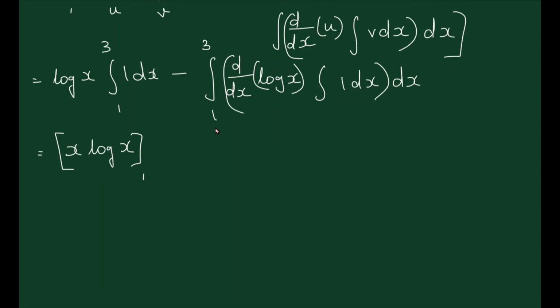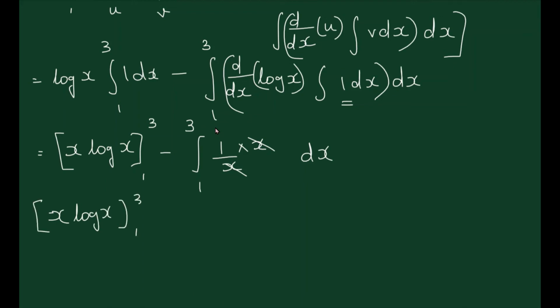So the first term is solved already. Minus, in this case, 1 to 3. The derivative of log x is 1 upon x and the integral of 1 is x. So we get this term. Okay, so here x gets cancelled. So we get x log x from 1 to 3 minus, now in this case the integral of 1 becomes x from 1 to 3.